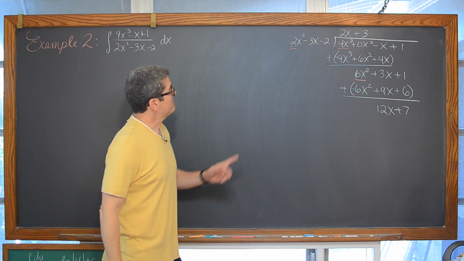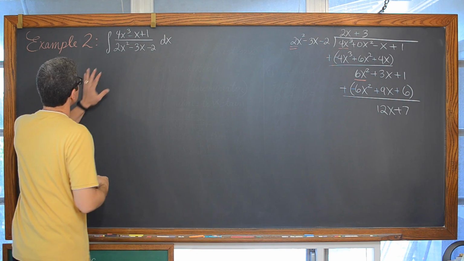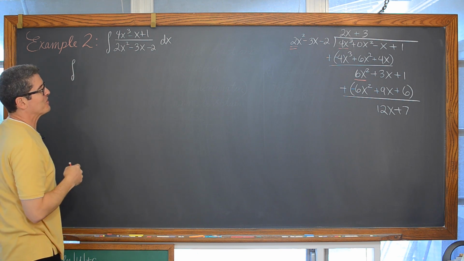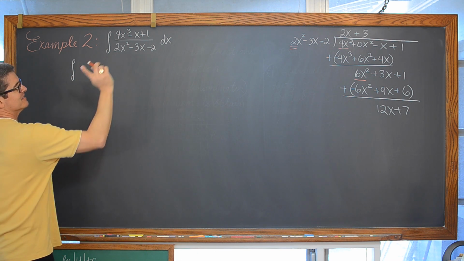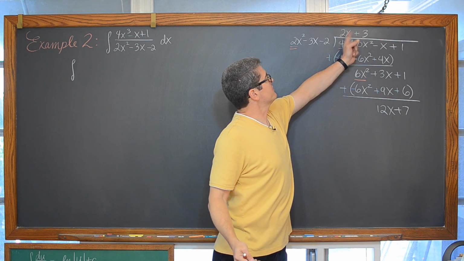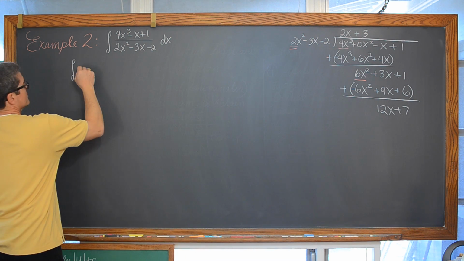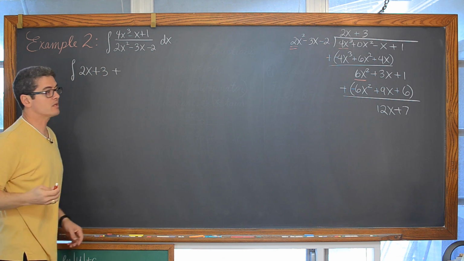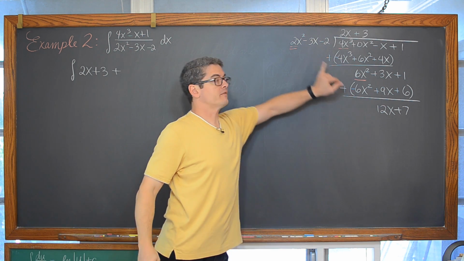Great. So that means that we're looking at integrating... Whoops, said I was going to kick that eventually. We're going to integrate. Here's what our answer is from the division: 2x plus 3, our polynomial that we were looking for, plus the remainder over what we're dividing by.